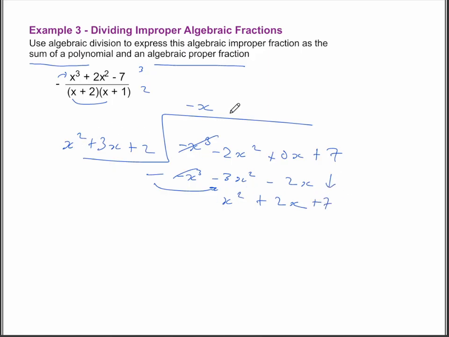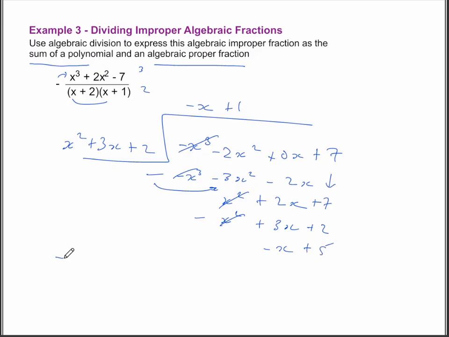So x squared divided by x squared is just 1. 1 times x squared is x squared. 1 times 3x is 3x. 1 times 2 is 2. Then we can subtract. These cancel out. 2x minus 3x is negative x. And 7 minus 2 is positive 5.